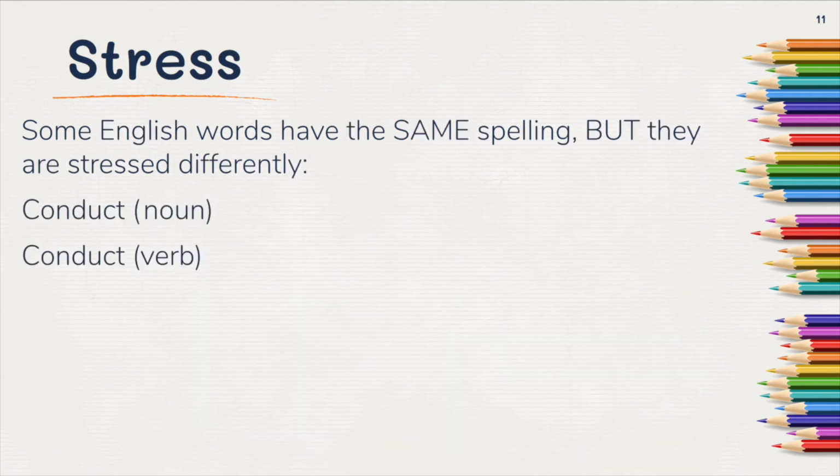Some English words have the same exact spelling, but they are stressed differently. Listen closely to these two words. Conduct, conduct. Hopefully you noticed, in the noun, the first syllable, con, is stressed. And in the verb, the second syllable, duct, is stressed.